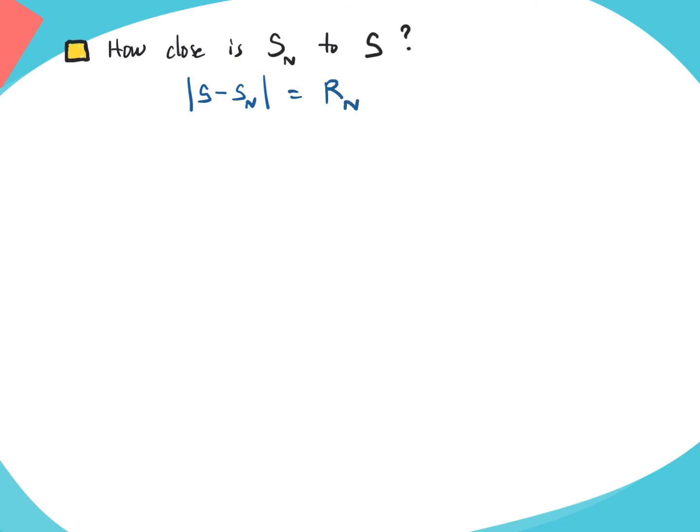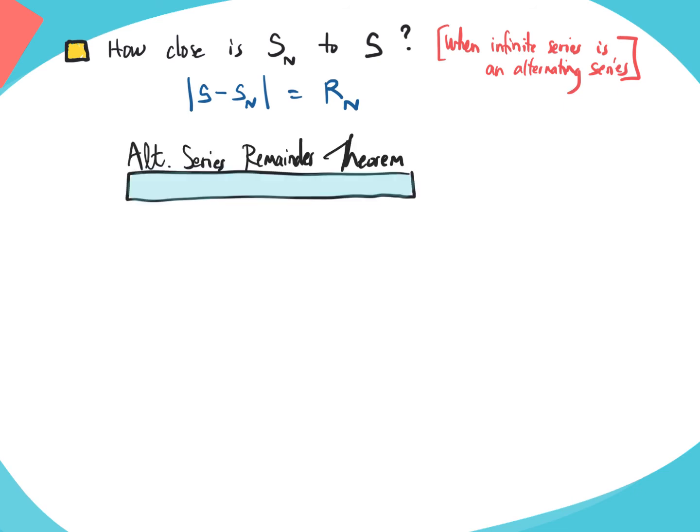R sub n is the remainder or the error between our partial sum and the infinite sum when our partial sum stops at the nth term. We've talked about this in previous homework problems, but now we're asking about this question when the infinite series is an alternating series. Well, the answer to that question is found in the alternating series remainder theorem.